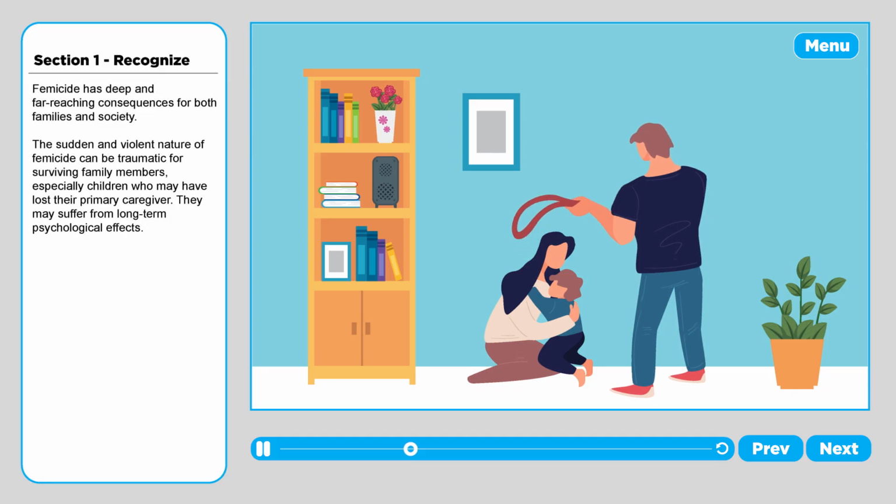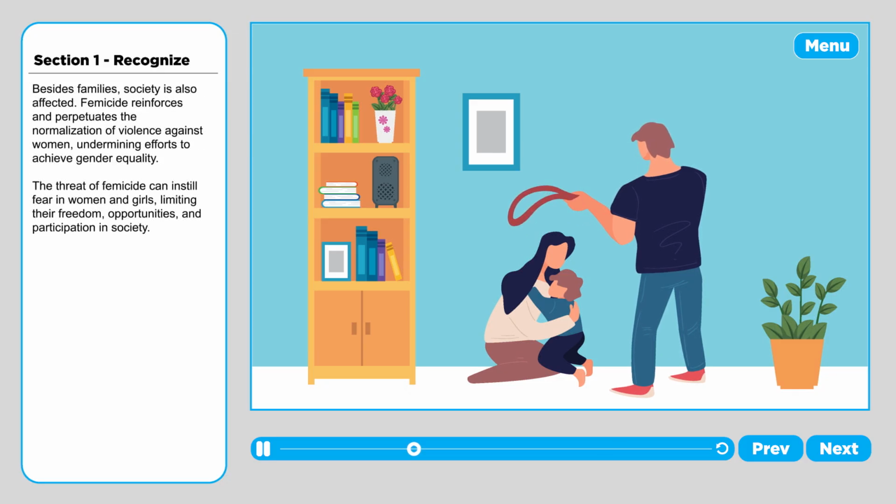Femicide has deep and far-reaching consequences for both families and society. The sudden and violent nature of femicide can be traumatic for surviving family members, especially children, who may have lost their primary caregiver. They may suffer from long-term psychological effects. Besides families, society is also affected. Femicide reinforces and perpetuates the normalization of violence against women, undermining efforts to achieve gender equality. The threat of femicide can instill fear in women and girls, limiting their freedom, opportunities, and participation in society.